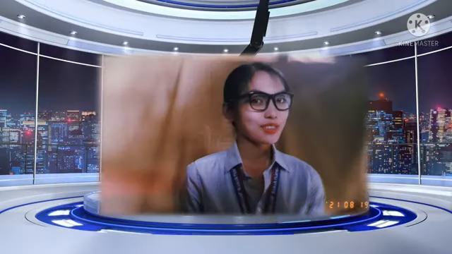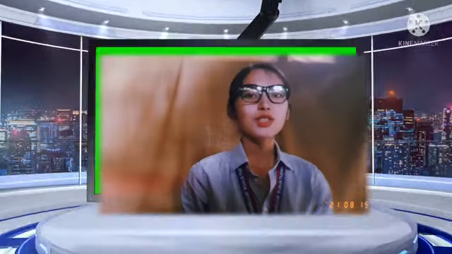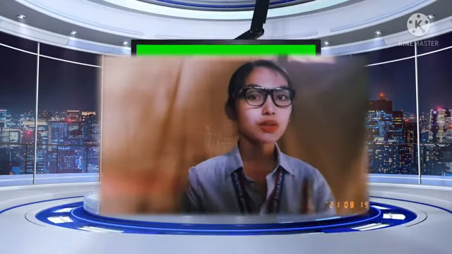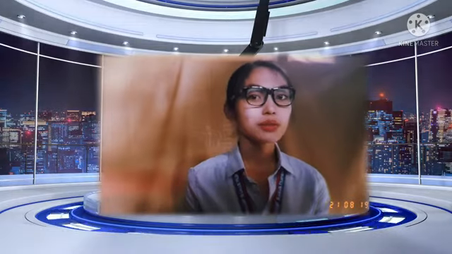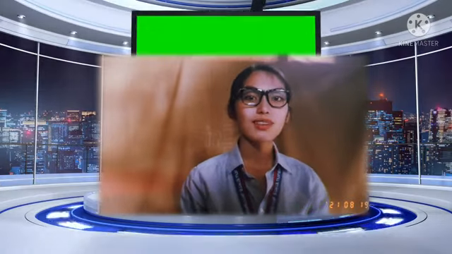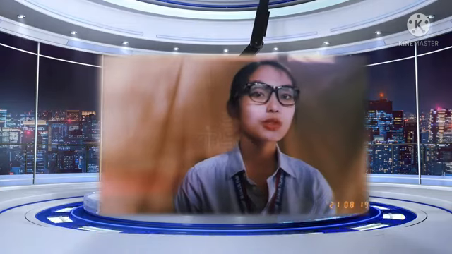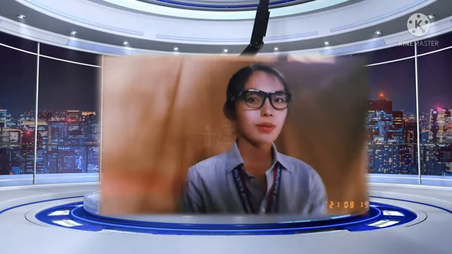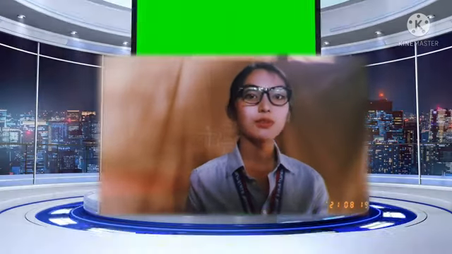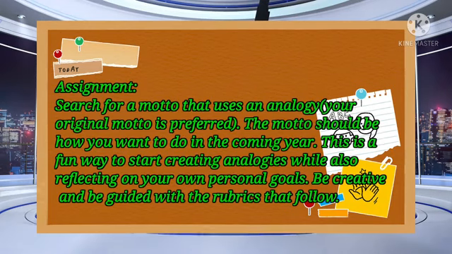And now, let us try some more. Search for a motto that uses an analogy. Your original motto is preferred. The motto should be how you want to do in the coming year. This is a fun way to start creating analogies while also reflecting on your own personal goals. Be creative and be guided by the rubrics that follow.